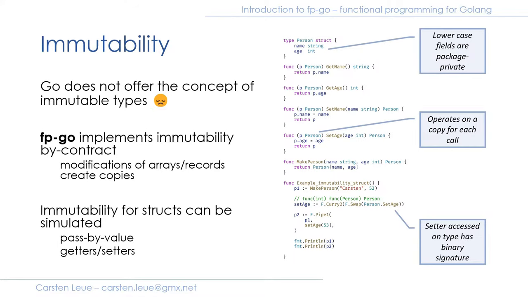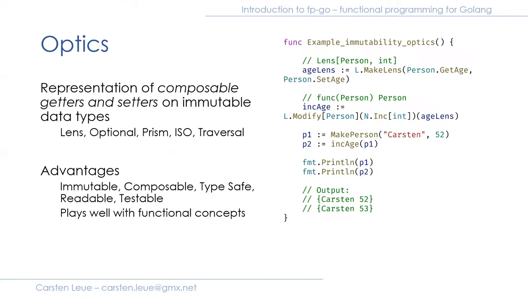But sometimes data structures are just too deep and you don't want to create a full copy. In this case, the optics implementation of the fp-go library helps out. The optics implementation can create lenses and modifiers on lenses on data structures, and the implementation makes sure to only copy those portions of the data structure that are really modified by a lens or an optional or whatever optics concept we use. As an example here, we have the same person data structure as before. We use the L for lens.modify operation with a callback that increments a value, in this case the age, and the implementation makes sure to copy the relevant parts of the data structure and return the correct value.